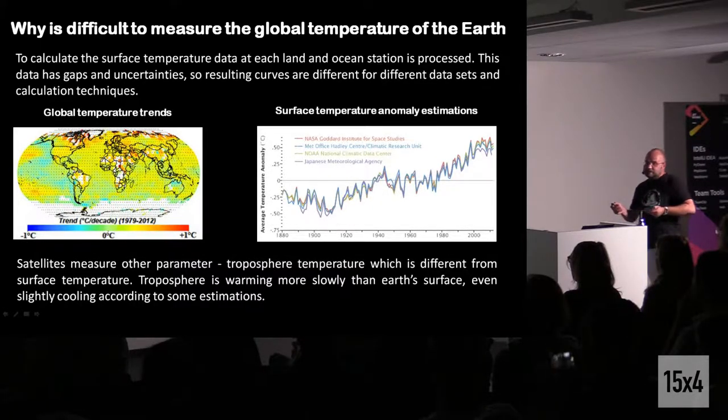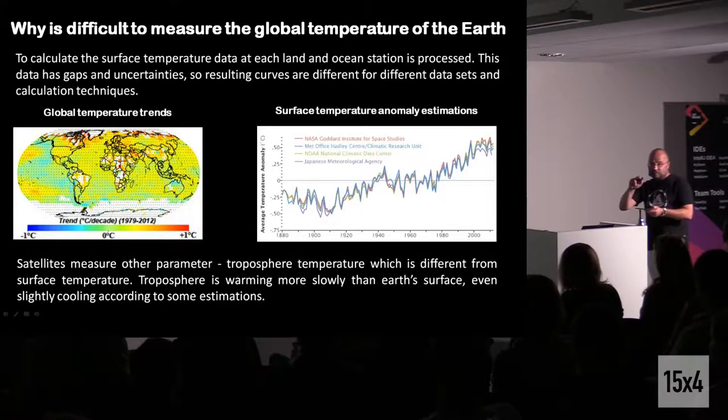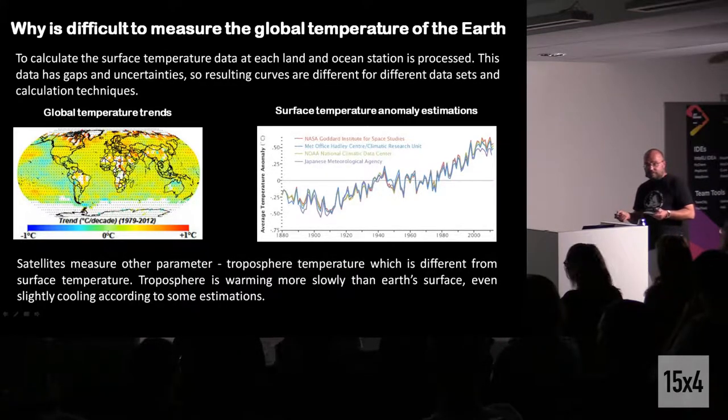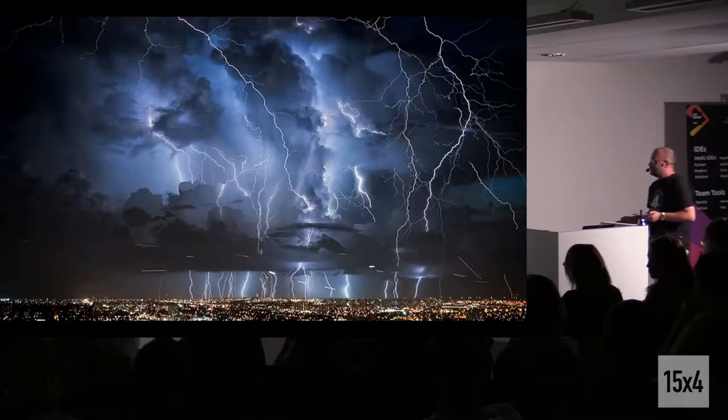And if we take information from satellites, we try to measure temperature from a satellite. You measure not the temperature of the Earth's surface, but the temperature of the atmosphere from zero to approximately 15 kilometers. And it's a different temperature. The warming in this part of the atmosphere is not as quick as the surface temperature, and according to some models, we can sometimes even observe cooling. So satellites cannot give us a lot now. But Schumann resonance can. Okay.